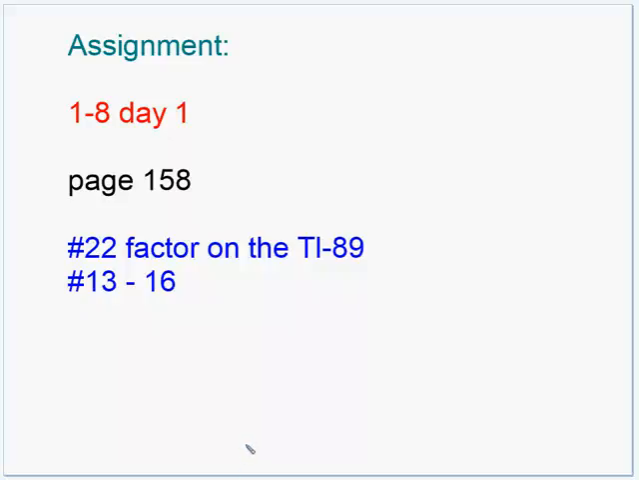Alrighty, good stuff. Homework. Page 185, 13 to 16. Number 22 is the tough one. Factor that on the TI-89 calculator.